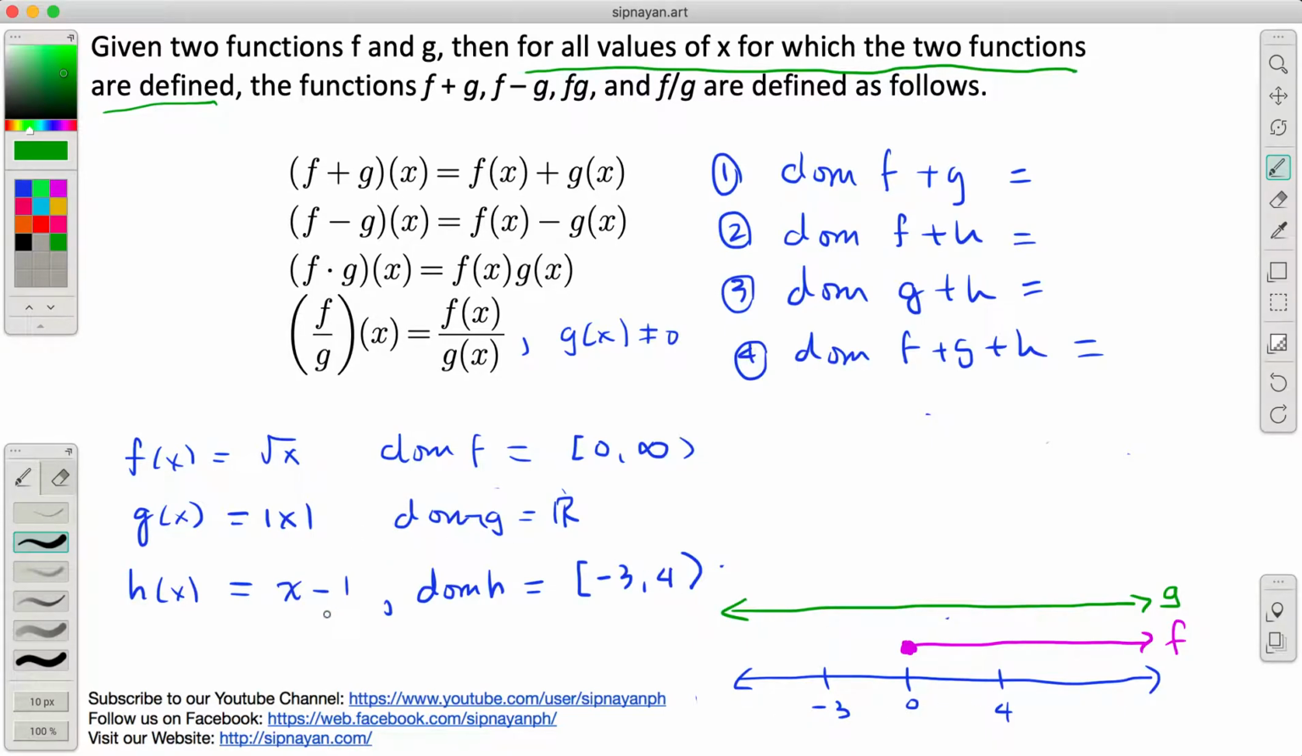Samantalang ito, yung x minus 1 natin, is just defined from negative 3 hanggang 4. So, from negative 3, kasama ba yung negative 3? Yes. Kasama yung negative 3 kasi close interval siya. Maybe I'll have another color. I'll have red. So, negative 3 kasama hanggang 4. Kasama ba yung 4? Hindi. Hindi kasama yung 4.